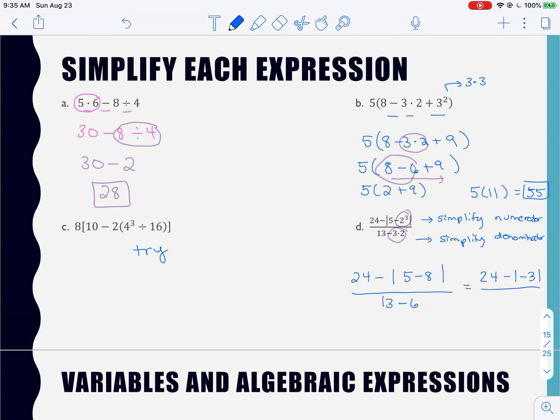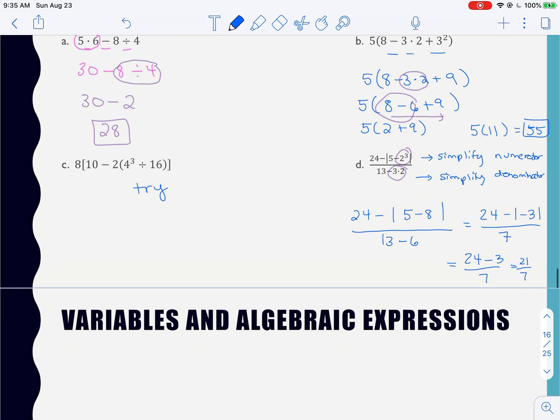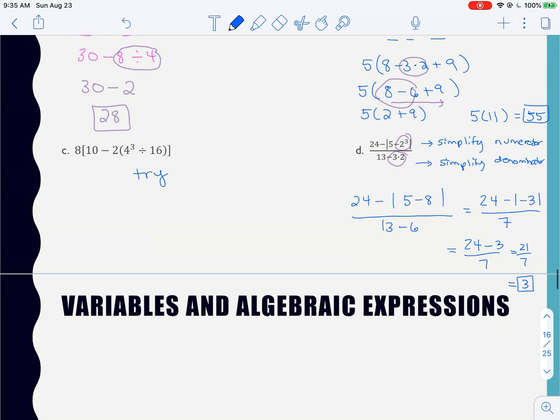That's going to be negative 3. And then all over, 13 minus 6 is 7. The absolute value of negative 3 is 3, so it's going to be 24 minus 3 over 7, which is going to be 21 over 7. And then our very last step is we can reduce that fraction, and that would be 3.